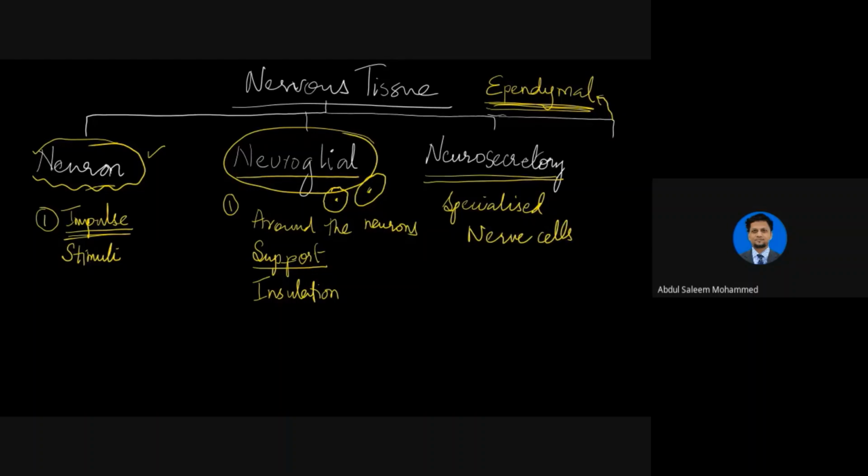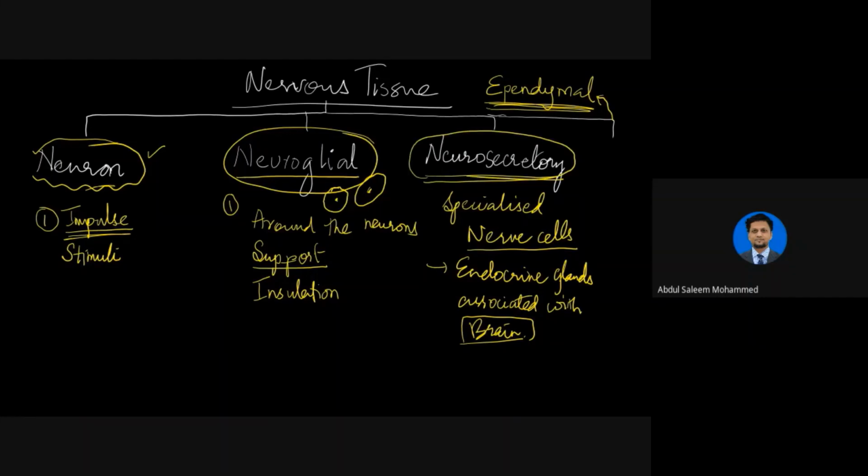Neurosecretory cells are special cells, specialized nerve cells. These specialized nerve cells are found in the endocrine glands which are associated with the brain, particularly the brain. There are no endocrine glands associated with the spinal cord, but with the brain you will find them. What are the associated endocrine glands? For example, the hypothalamus, that's number 1, a very important gland. Number 2 is the pituitary gland. Number 3 is the pineal gland. All these important glands are associated with the brain. They are made up of these specialized nerve cells, which we call neurosecretory cells. They are the ones helpful in secreting the endocrine secretions, that is, the hormones.